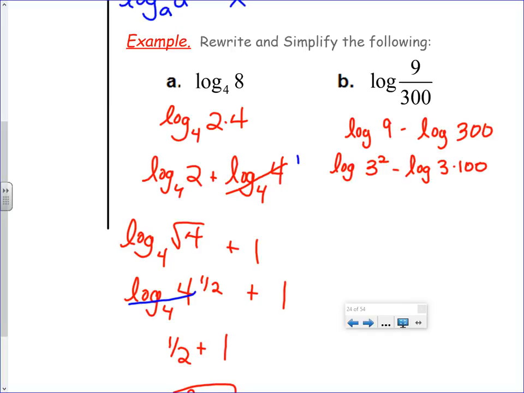No, hold on. Is that possible? Is it 3 times 100, 300? Yes. We're okay on multiplication, right? Okay, and 3 squared is 9. Good. Question. What properties can we use? Well, power property. Bring down the 2. So I have 2 log base 3, minus. What property can I use for this one?